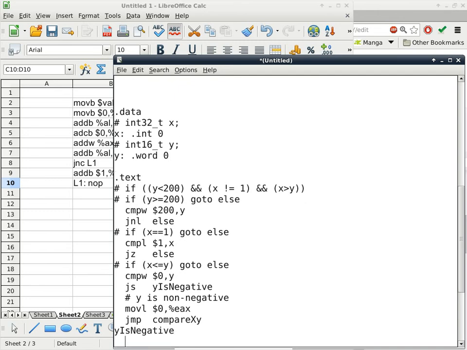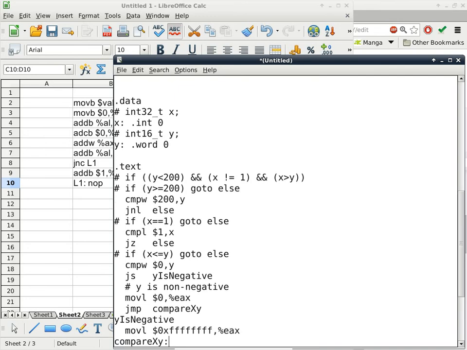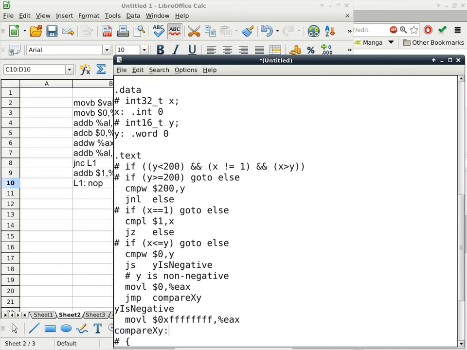On the other hand, if y is negative, I have to pad everything with zeros first. So I have a movl of -1, or 0xF, into %EAX. Basically, I'm padding everything with 0. So by the time I get to compare XY, register EAX is padded correctly, either with all ones or all zeros. So at this point, I can move the least significant 16 bits into it.